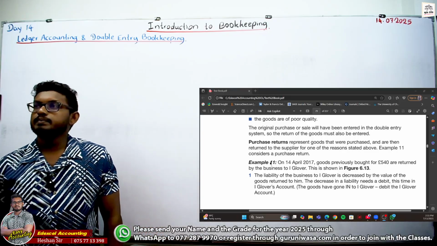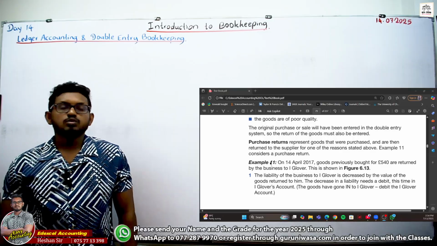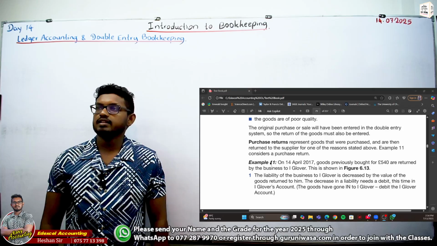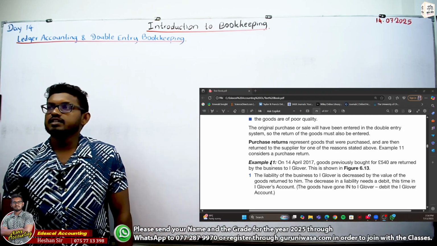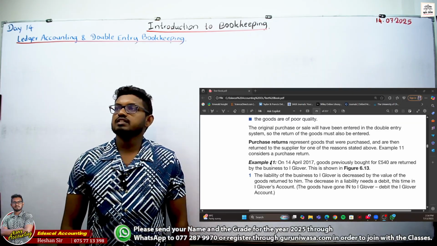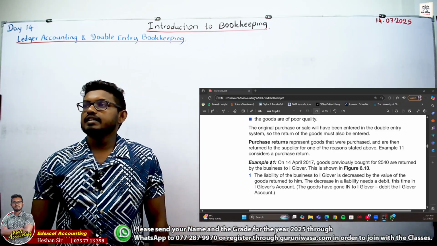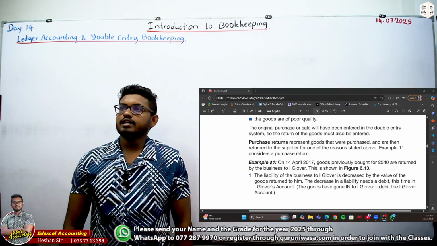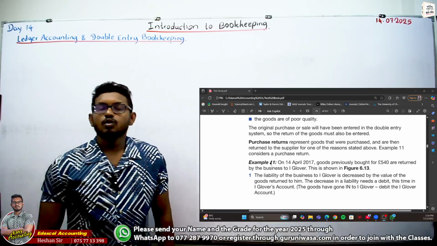Example 1, consider purchase return. On April 2017, goods previously bought for 540 are returned to iGlover. This is shown in figure 6.13. The liability of the business to iGlover is decreased by the value of the goods returned to him. The decrease in liability needs a debit. The goods have gone back to iGlover, so debit the iGlover account.